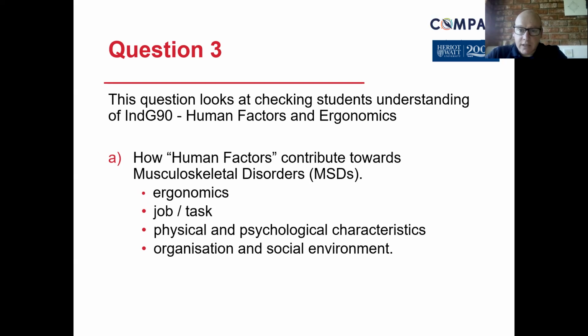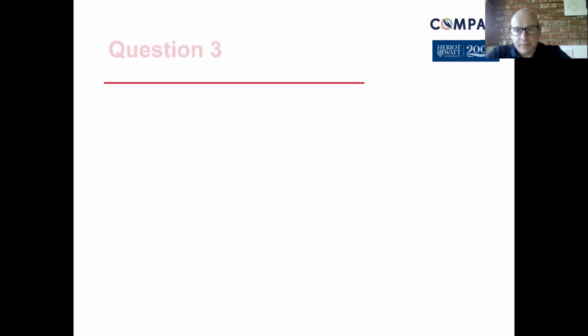So do a bit of research, find out a little bit more about the human factors and ergonomics, and then look to causes of musculoskeletal disorders. Perhaps you'll use the HSC's statistics on MSDs as well, and so on and so forth. But widen your reading, don't just look at Industrial Guidance Document 90.